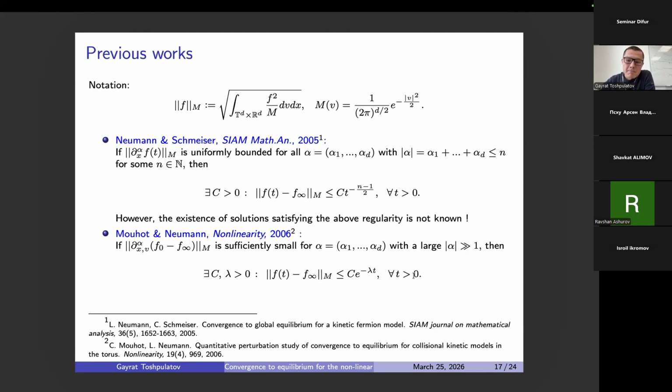Нет, здесь sufficient. Значит, начиная с некоторого большого номера, для любого альфа больше этого. Не так. Для какое-то большое число. Only one alpha. Only one alpha. The alpha does not depend. So the absolute value of the alpha is given. It was not necessary to say sufficient.